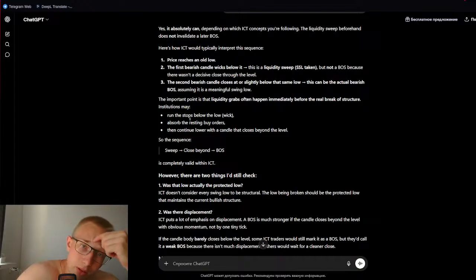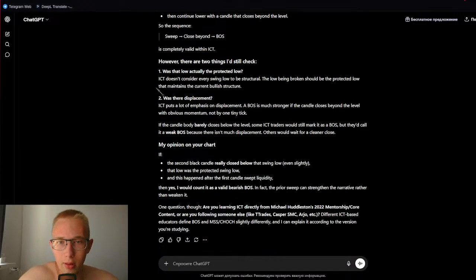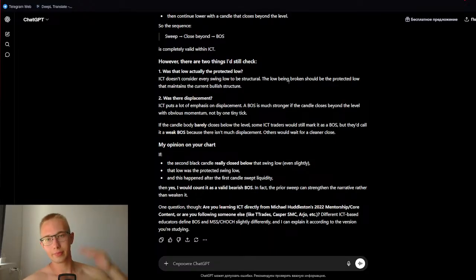Second bearish candle close. Okay, the important point, absorb the resistance by the sweep. However, there are two things I'd check. Jeez, I was too busy with what we talked about. Protected low. Bullshit ass coins, bro. Whatever. We'll see if we reverse off these highs.